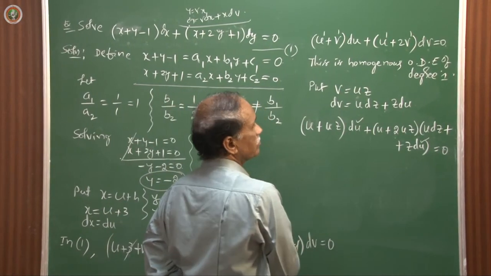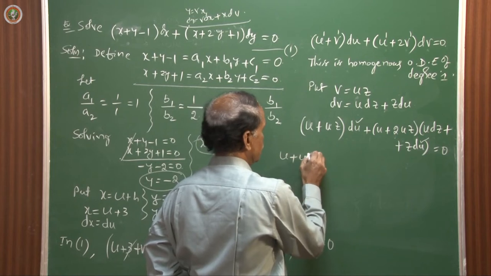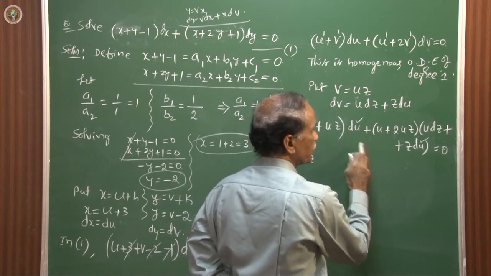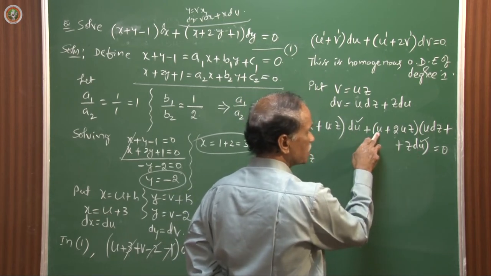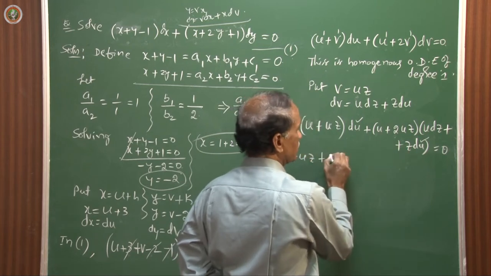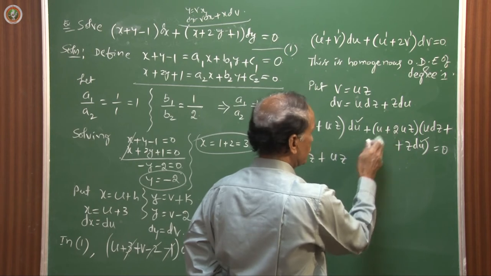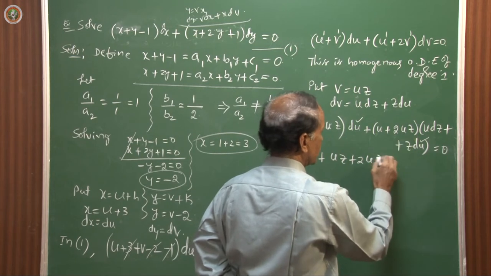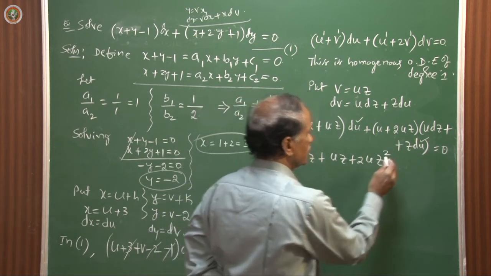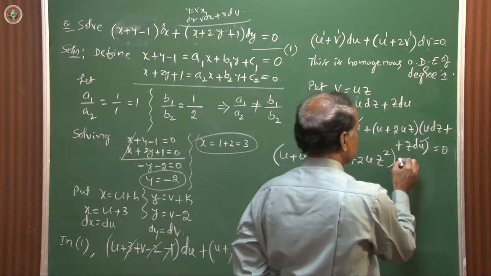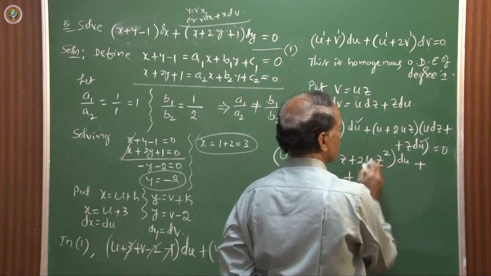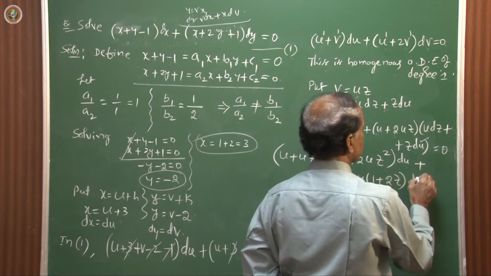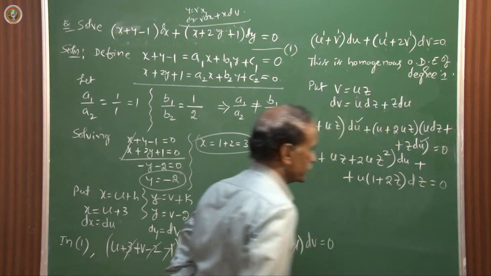Then collecting the coefficients of du, u plus uz, one thing, I think u also you can cancel. This is du and here du is there, and this is multiplied by z, okay, u into z, this one, and 2 times this is u into z, you are getting z square, and what else, this is du, and plus of this must be u into 1 plus 2z, it is dz, that is equal to 0.